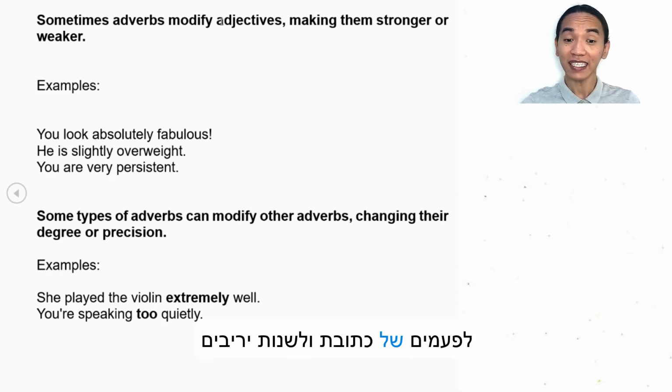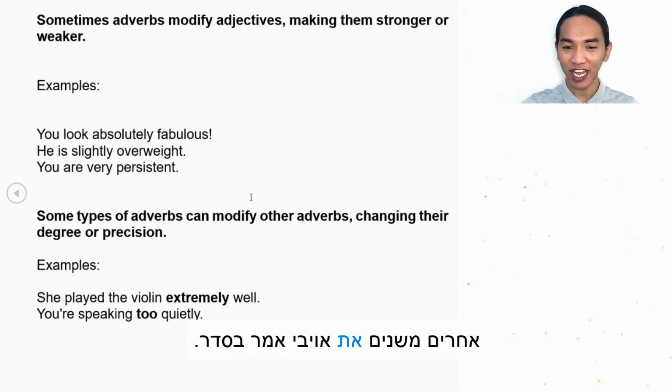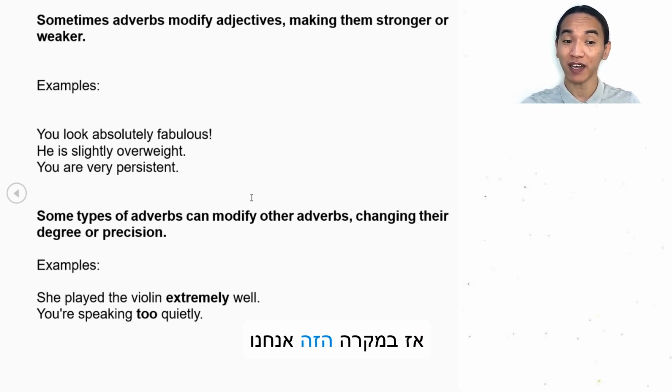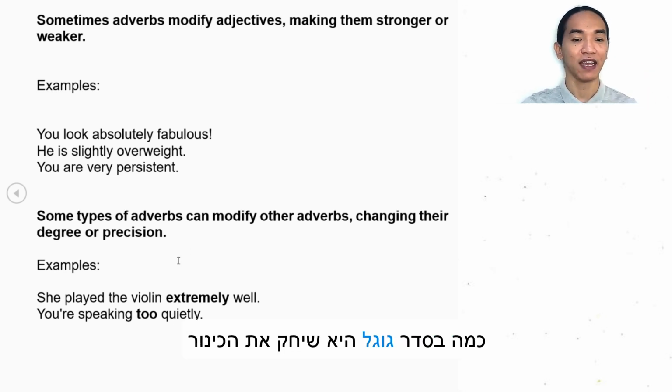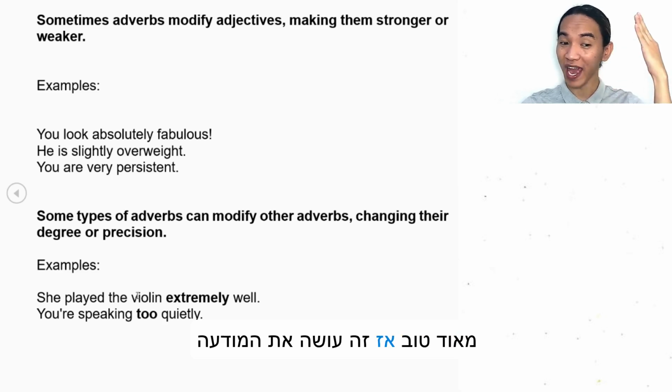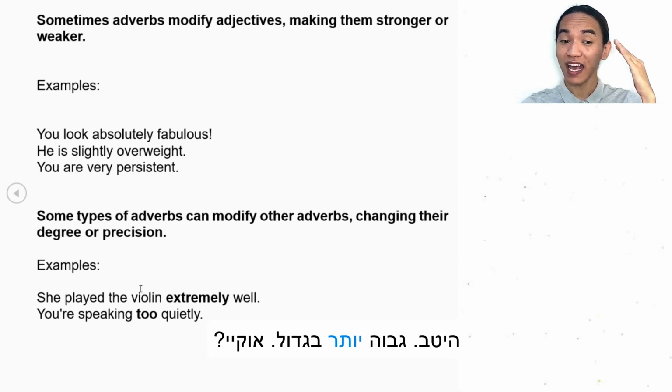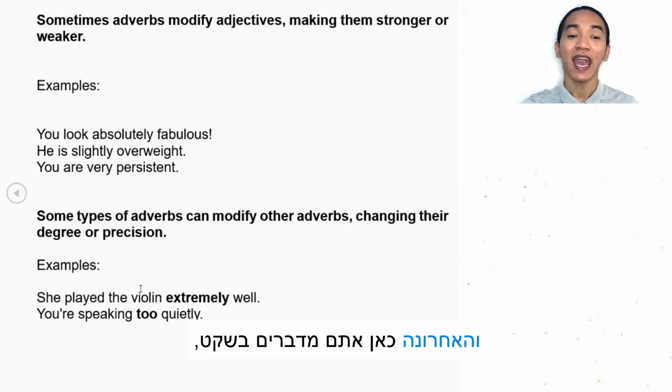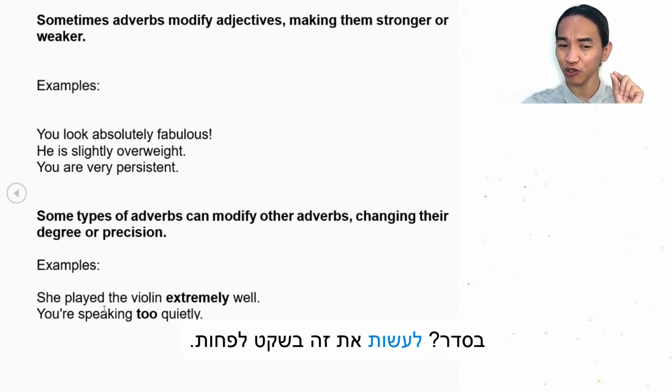Okay? And some types of adverbs can modify other adverbs, changing their degree or precision. Okay, so in this case, we're talking about degree. How much the adverb could be. Like, for example, she played the violin extremely well. So it makes the adverb well higher in degree. Okay, and the last one here, you're speaking too quietly. Okay, too quietly, making it least.